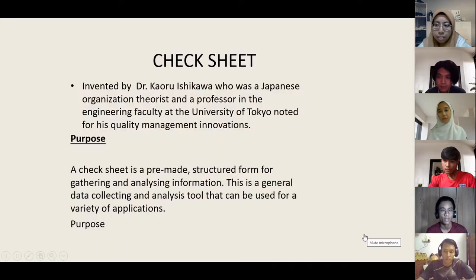Okay, thank you. My name is Muhammad Danish Azrin, and I will present about check sheet. Check sheet was invented by Dr. Kaoru Ishikawa, who was a Japanese organization theorist and a professor in the engineering faculty. A check sheet is a pre-made structured form for gathering and analyzing information. This is a general data collecting and analysis tool that can be used for a variety of applications.